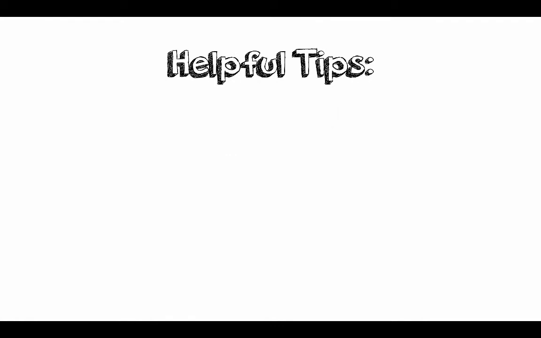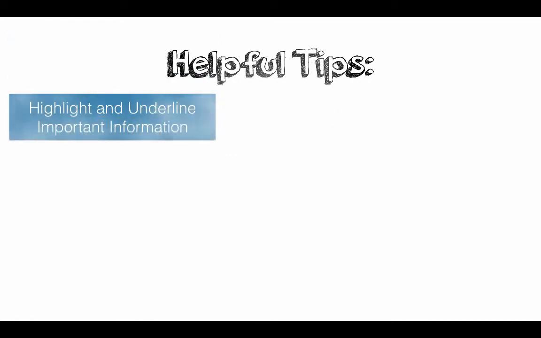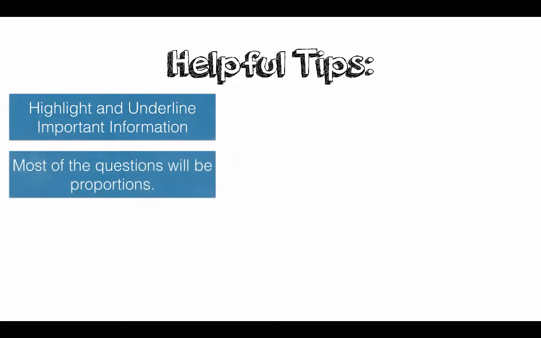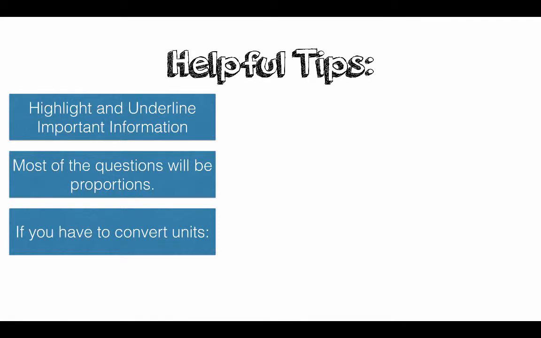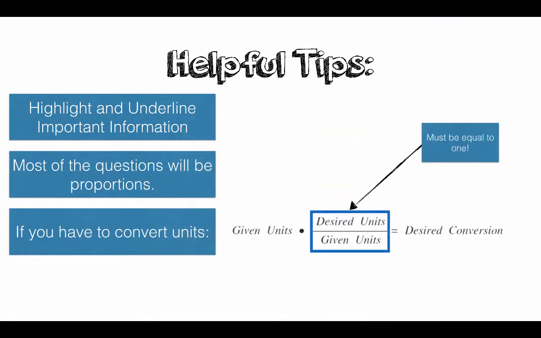So today when you're looking at some things, I want to give you some helpful hints. First, highlight and underline important information. Make sure that you're marking up the text. Second, most of the questions will be proportions, and those that aren't will be convert units. To convert units, you have your given units times the desired units over the given units equals the desired conversion. Remember that the middle must be equal to 1. It's whatever they give you as the exchange rate, and you're setting that up equal to 1. It's just multiplying by 1.